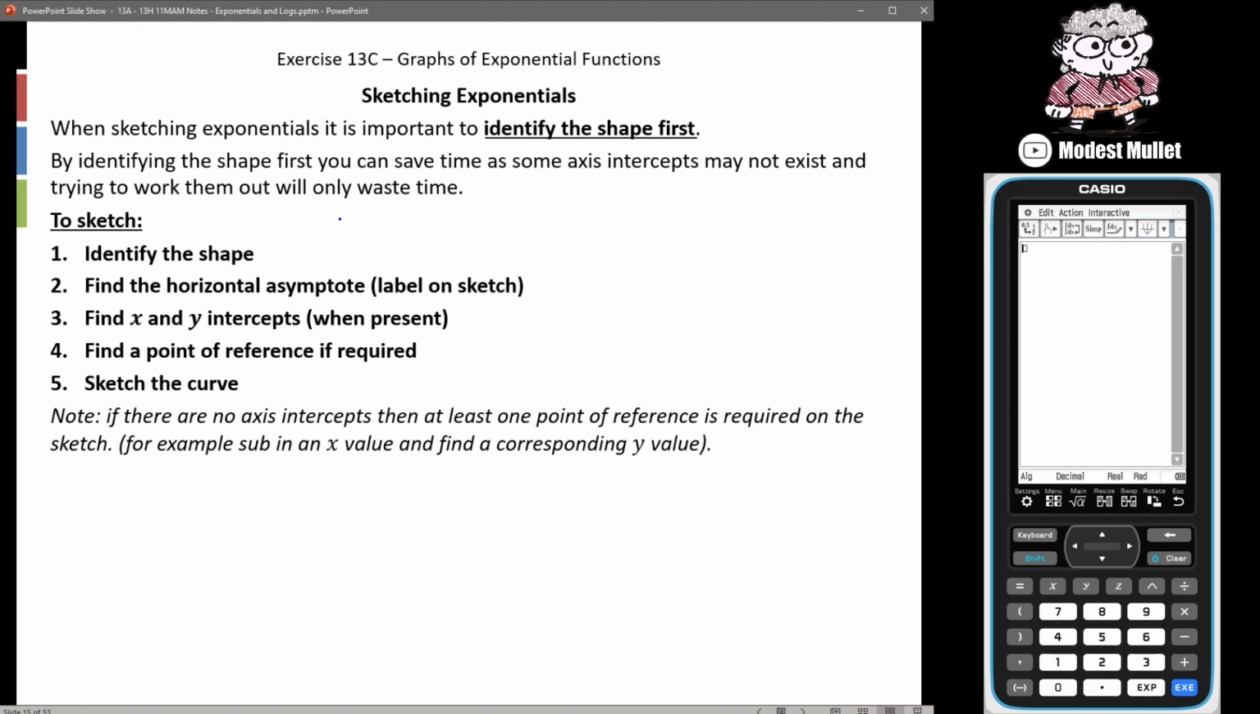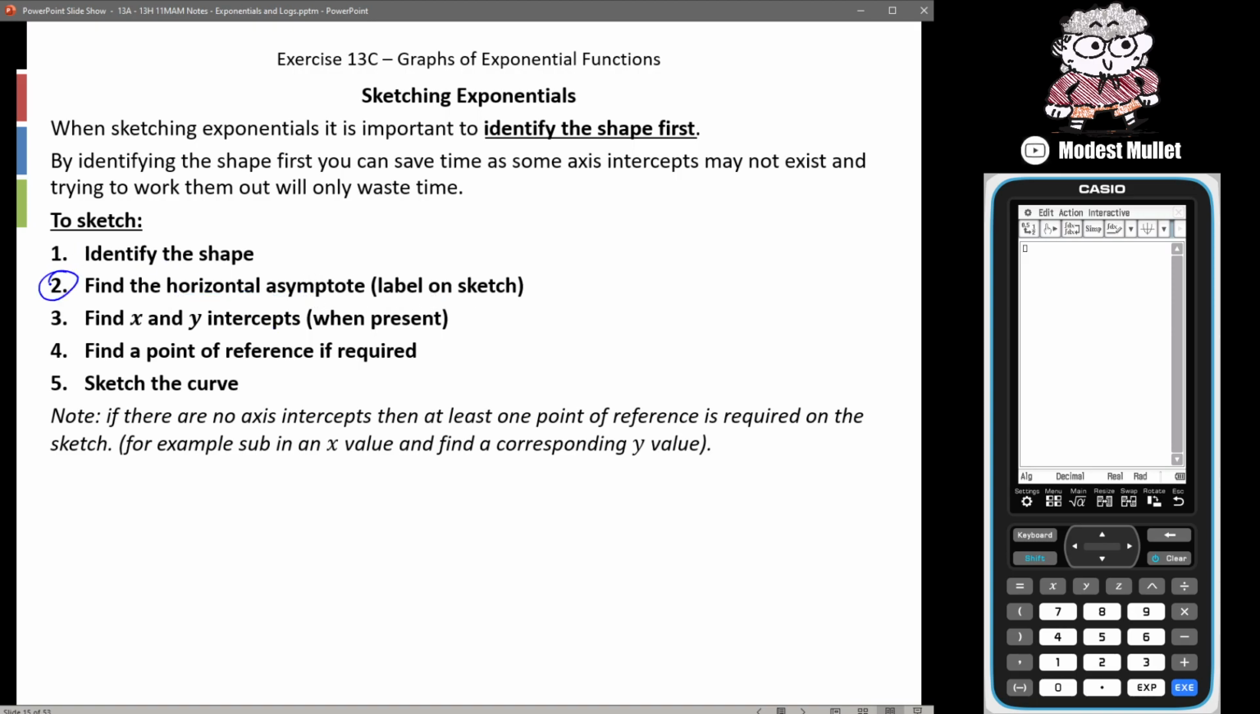Right, sketching. Just like everything else, we've got a set of steps that we really want to follow. First off, we want to identify the shape. Is it going up like that? Is it reflected that way? Is it flipped down? We just need to check which ways it's reflected and what the translations are. Then we want to find the horizontal asymptote, and then we need to draw it on the sketch and label it. Find any x and y intercepts if they are present. Find a reference point if required, and then sketch the curve.